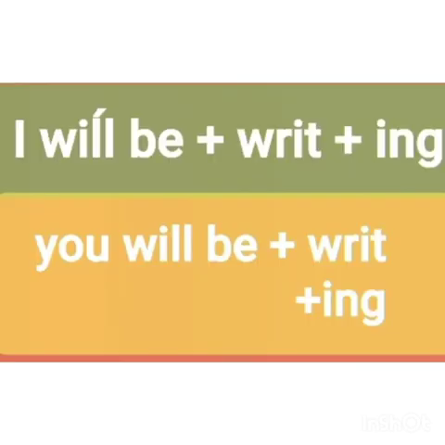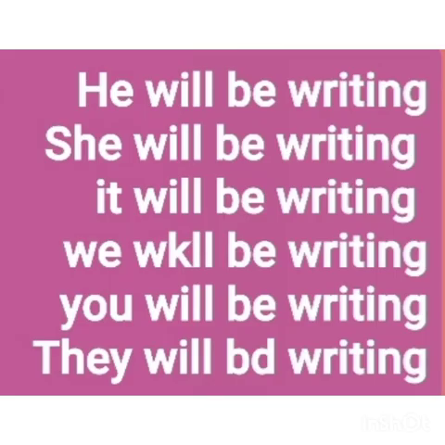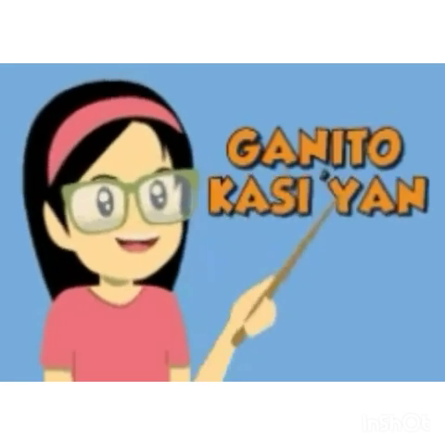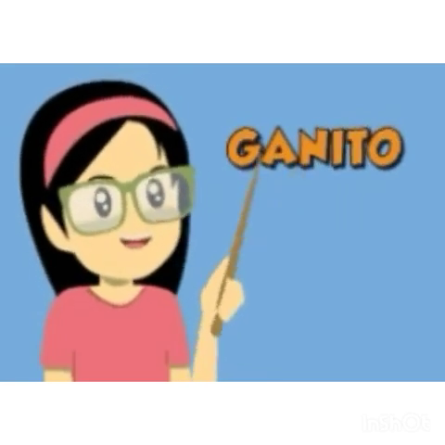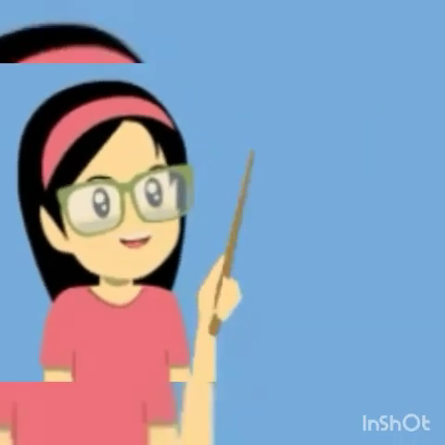To write the future continuous tense of the verb to write, we must follow the following formula. I will be plus WRIT plus ING is equal to I will be writing. You will be writing. He will be writing. She will be writing. It will be writing. We will be writing. You will be writing. They will be writing.